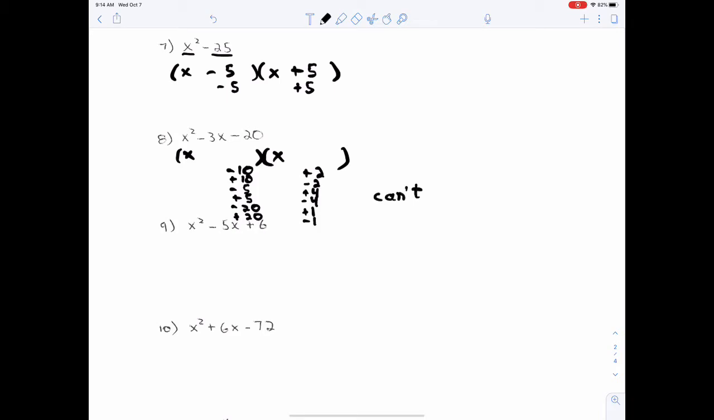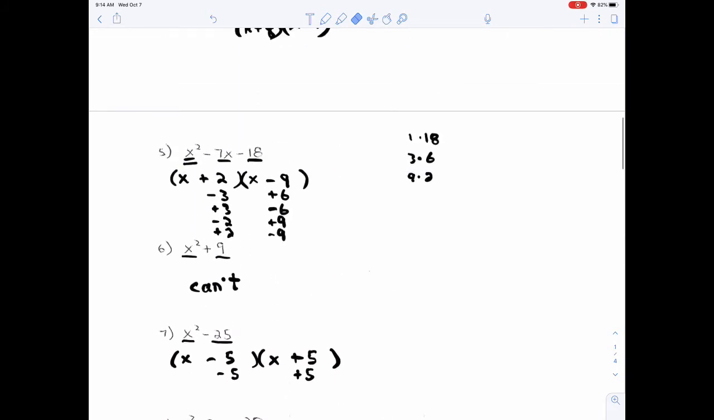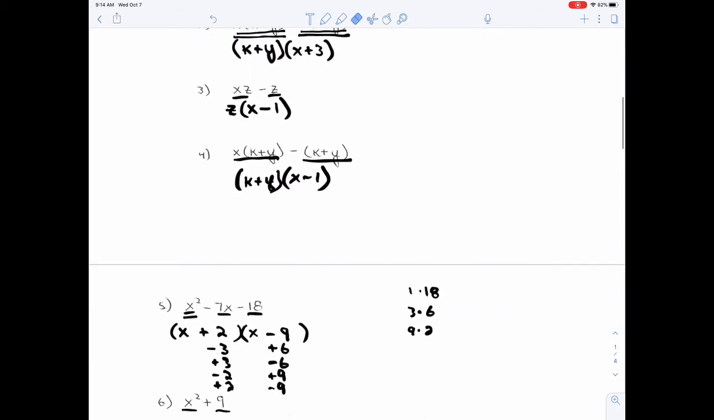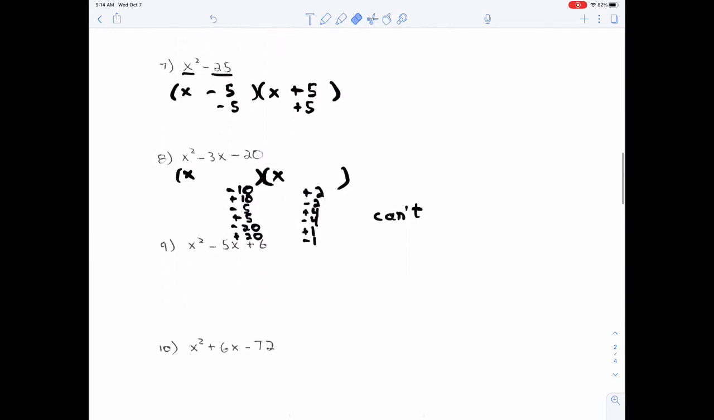Okay? Now, let me point out something to you. If you're ever approaching a problem and saying, how do I factor this? Okay, you're already wrong. Never ask yourself, how can I factor it? They have to be specific questions. They have to be, is there a greatest common factor? And if there is, factor it out. And then the second question is, is there a difference of two squares or a trinomial? And if there's a difference of two squares or a trinomial, you look at the first term, last term, and then you check with the middle. I'm telling you, it just isn't going to vary from that for a very long time.